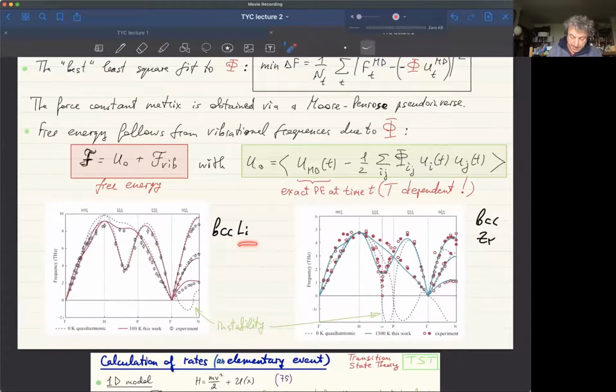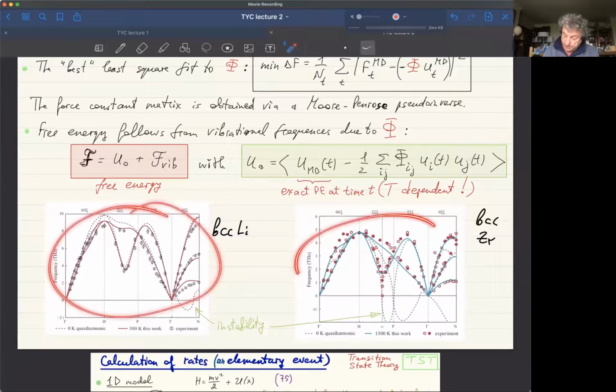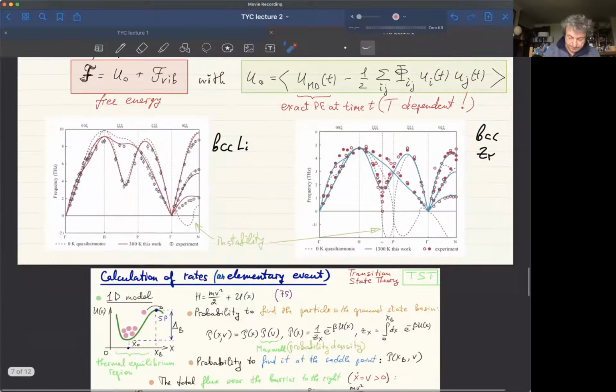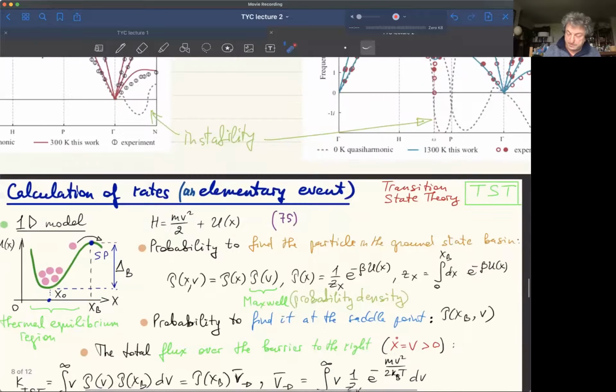Look at this lithium. If you calculate vibrational frequencies of lithium at zero temperature, they are actually imaginary frequencies. So if you take lithium, relax with DFT the total energy, and then calculate frequencies, you have imaginary frequencies. The same for this zirconium. However, if you run their method, you don't have this problem at all, and you have a very good comparison with the experiment. So this is quite an interesting idea, which you should keep in mind.